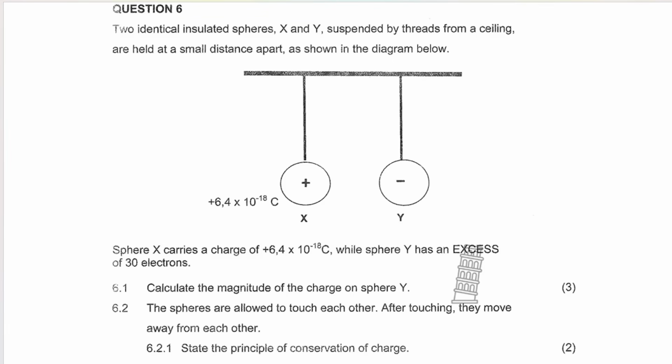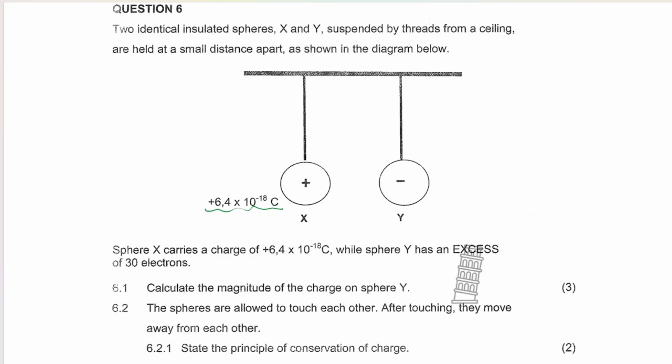So the electrostatics question says two identical insulated spheres, X and Y, are suspended from threads. They're held at a small distance apart. Sphere X carries a charge of 6.4 times 10 to the negative 18 coulombs. They give it to you in coulombs, and just a warning, grade 10s, if they give it to you in nano coulombs, milli coulombs, micro coulombs or pico coulombs, you have to convert, just like we did earlier with meters. But in this case, we're lucky because they give it to us in coulombs.